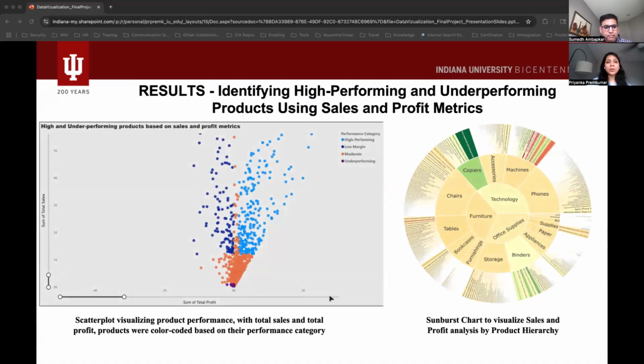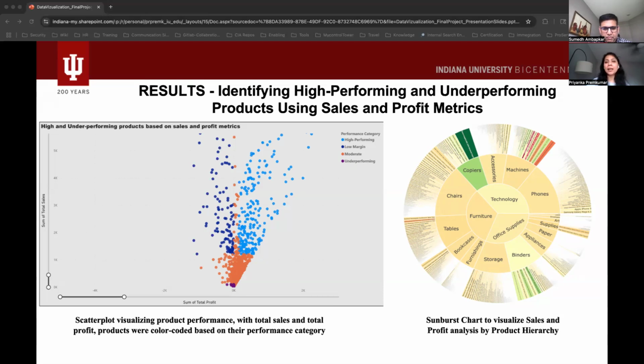Thank you, Sumit. In this objective, we were to identify the high performing and the underperforming products using sales and profit metrics. We used Power BI to create a quartile-based classification and visualized it using a scatter plot chart, as shown in figure 1. The products were plotted with profit on the x-axis and sales on the y-axis, color-coded into profit performance categories.